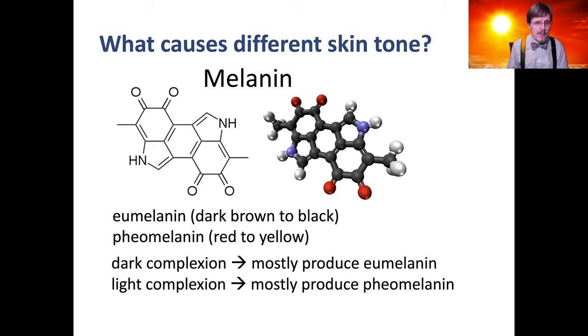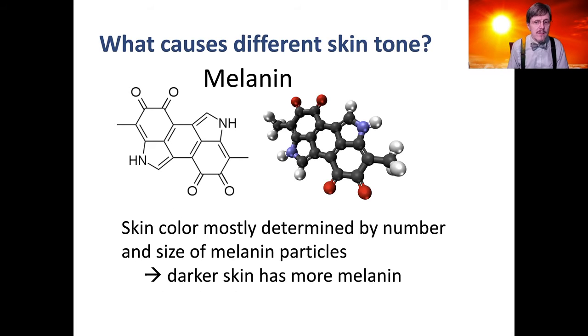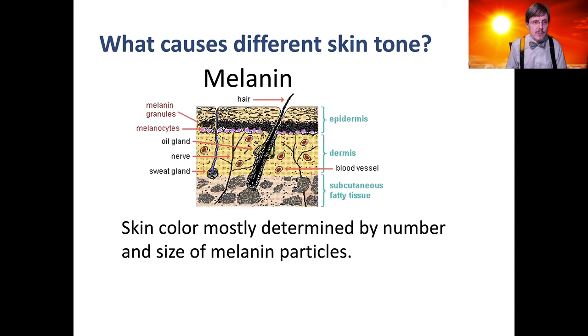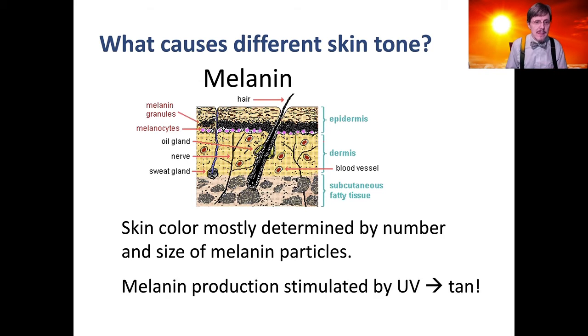But at least from what I've been able to read, our skin color is mostly determined not by the type of melanin, but in fact by the number and size of melanin particles. So if you have darker skin, that just means that you are producing more melanin. And in fact, the melanin is produced by melanocytes, which are near the surface of the skin. And that production is stimulated by ultraviolet radiation. That's why we get a tan when we go out in the sun, because it's stimulating the production of more melanin, and then that darkens the skin.